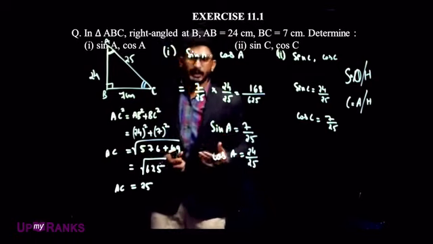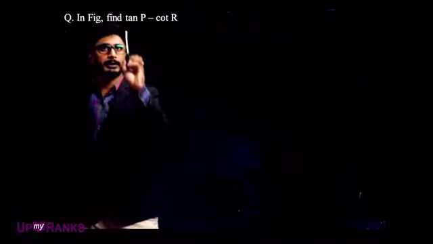So now let us move on to the next problem. The next question: in the figure, find tan P minus cot R. The figure is not given, so let us draw the figure, which is like this.